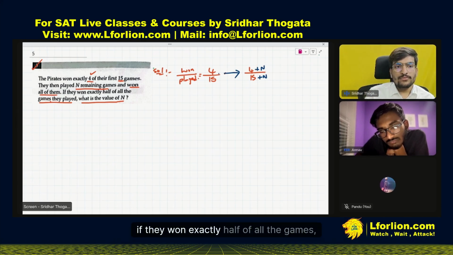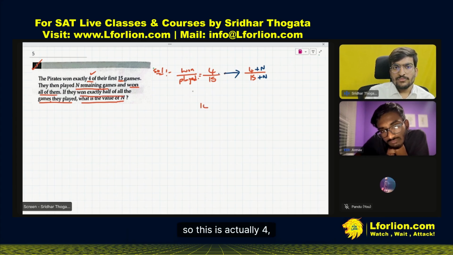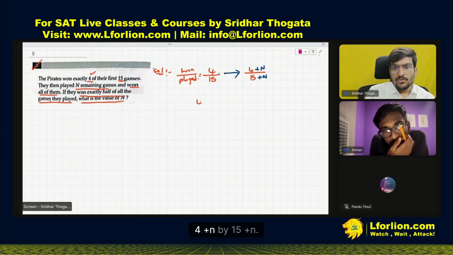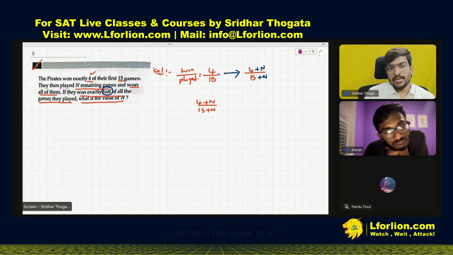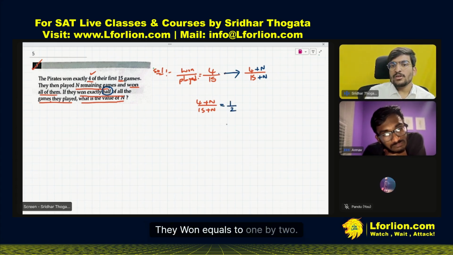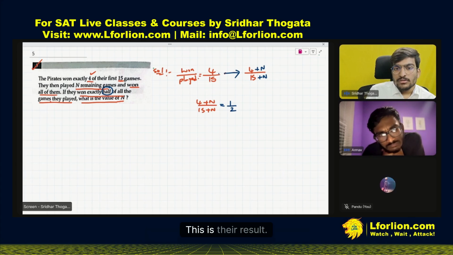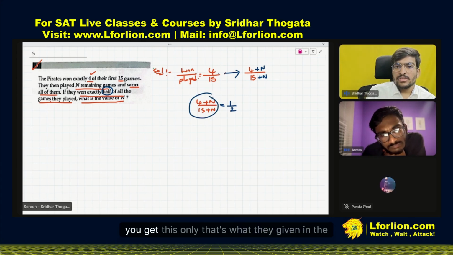Now, if they won exactly half of all the games, this is actually 4 plus n by 15 plus n. They have won half of all the games they played. What is the value of n? So altogether they won equals 1 by 2. This is their result. That's what they have given in the question.